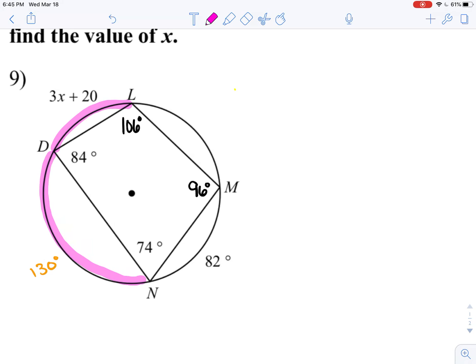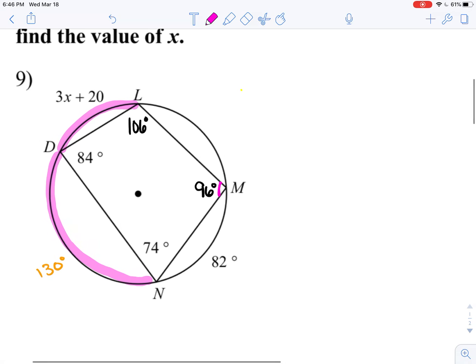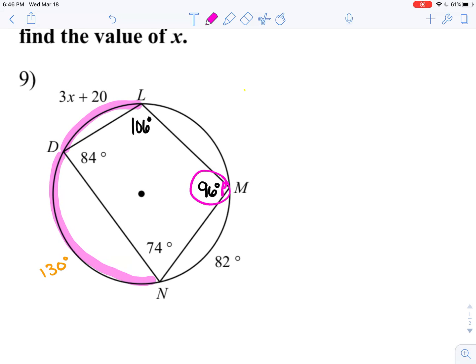So, which angle is going to intercept arc LDN? What letter's not being used? That's got to be M. So here, sure enough, if we draw that angle, its endpoints are at L and N. So 96, the angle whose vertex is at M, has to intercept that big arc. And once again, the whole arc must be twice the size of the angle. So this pink arc must be 192 degrees.